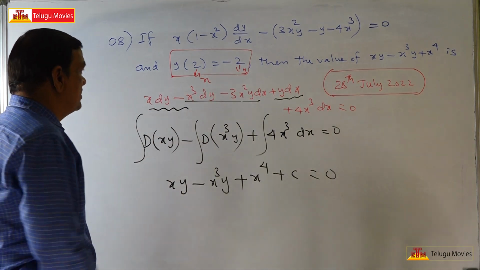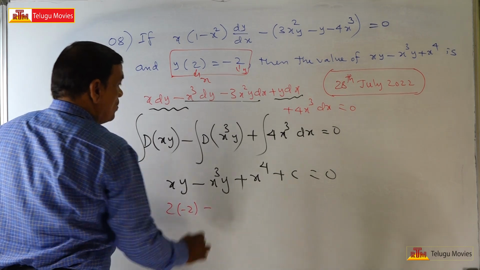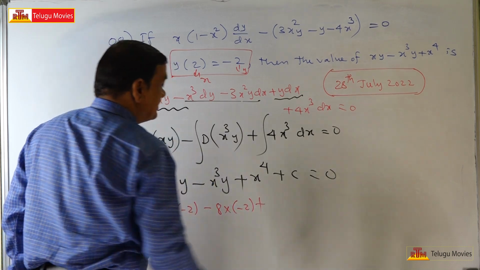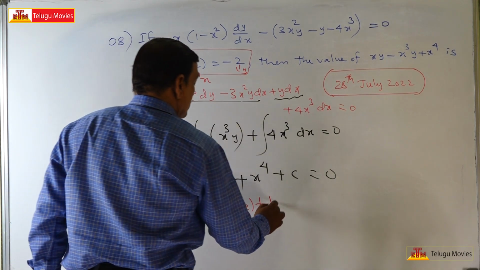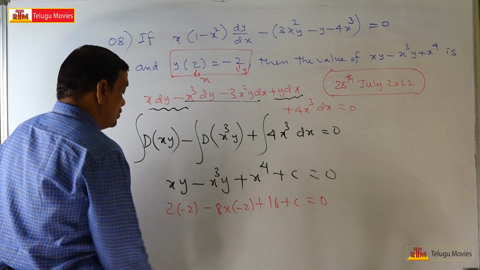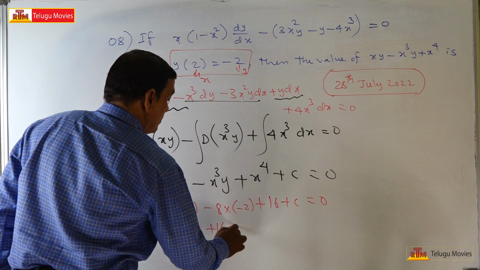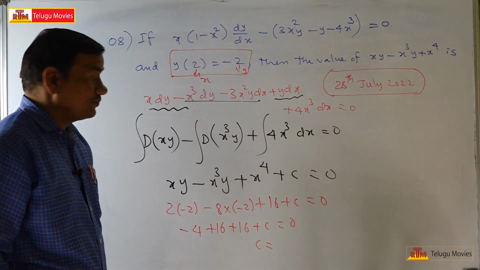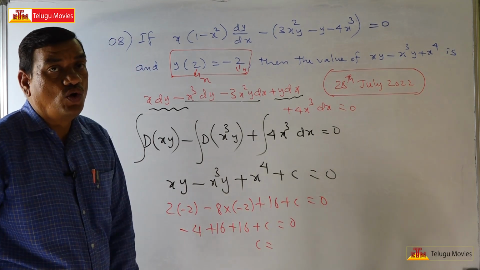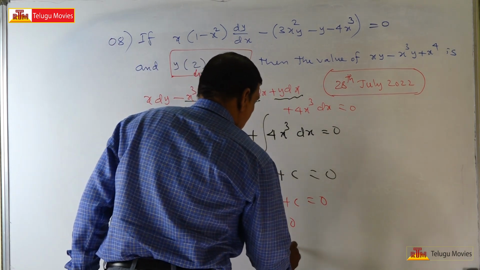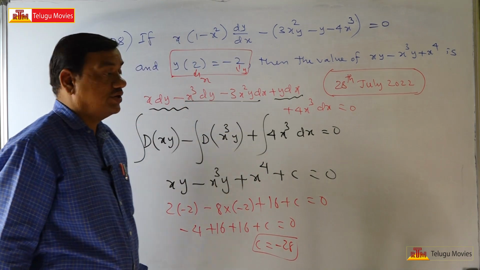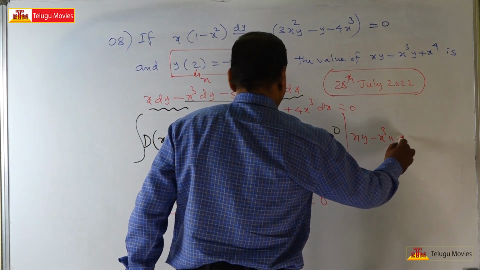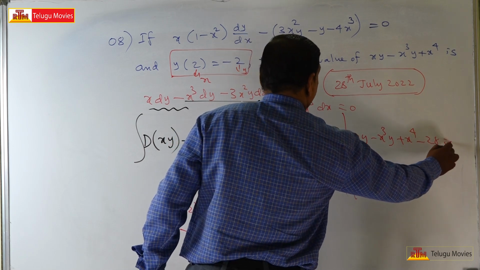Substitute here wherever x is there: 2 into minus 2, minus 2 cube, 8, into the y value minus 2, plus x power 4, 2 power 4, 16, plus c is equal to 0. So this is minus 4 plus 16 plus 16 plus c is equal to 0. c is equal to 16 plus 16, 32, minus 4, 28, so c is minus 28. Substitute the c value minus 28 here: xy minus x cube y plus x power 4 minus 28 is equal to 0.